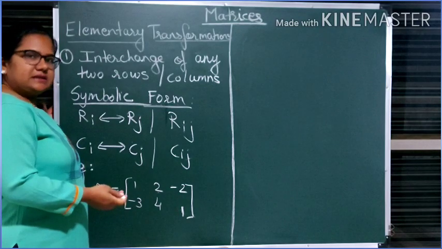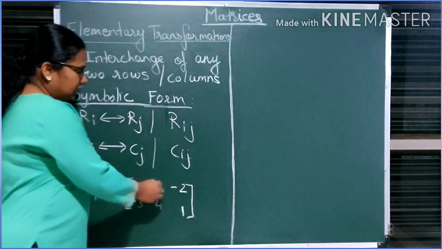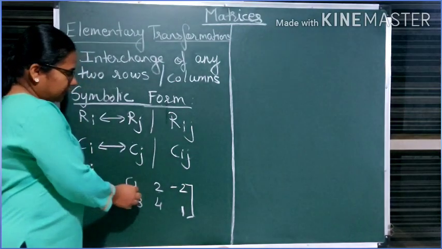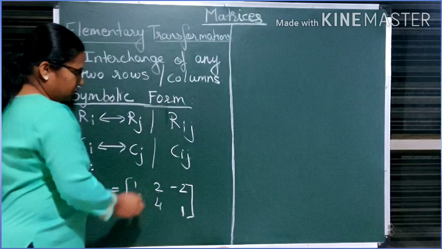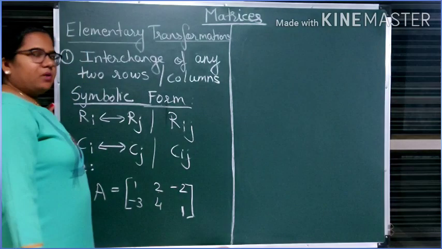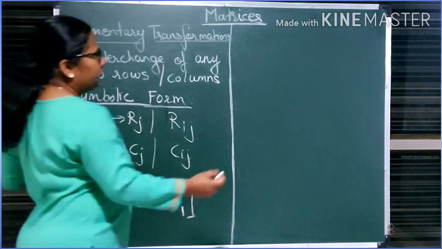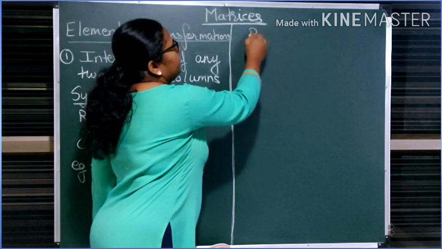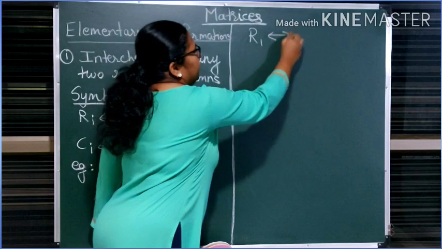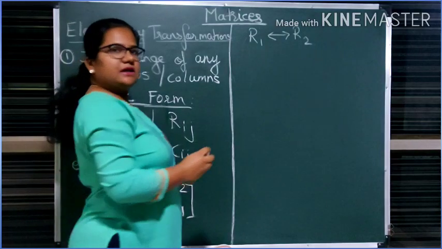So let us see one example for this. I have taken a matrix A in which there are two rows and three columns. What are the elements of the first row? 1, 2, minus 2. And elements of the second row are minus 3, 4, 1. Now we will interchange these two rows, first and second. So what will be the symbolic form? The symbolic form will be R1 double arrow R2. So first and second row elements will get interchanged.